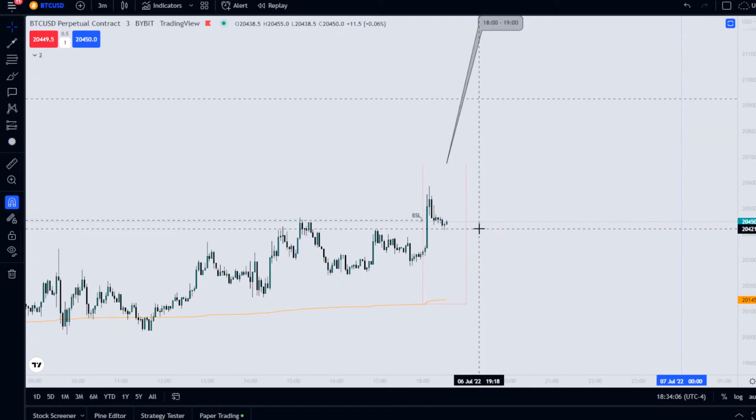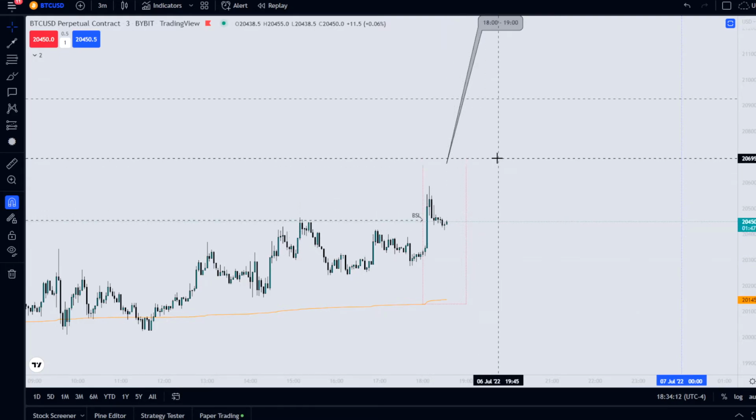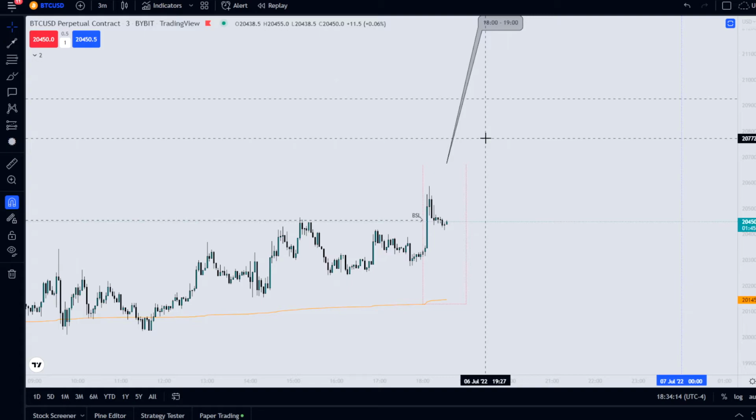Another thing to consider though about Wednesday is that from 8 o'clock till midnight, you're going to have probably quite choppy price action. It's going to be quite difficult trading. But anyway, let's get back to the charts.